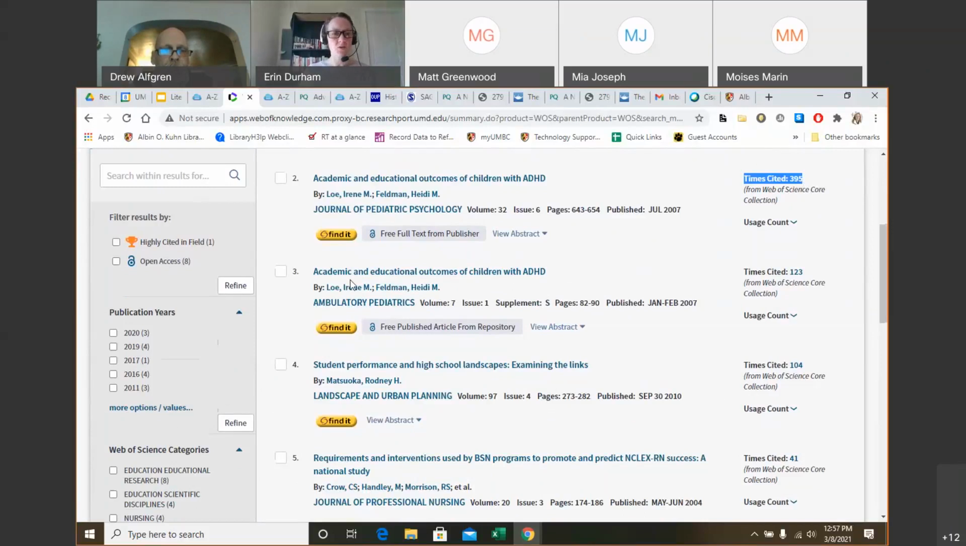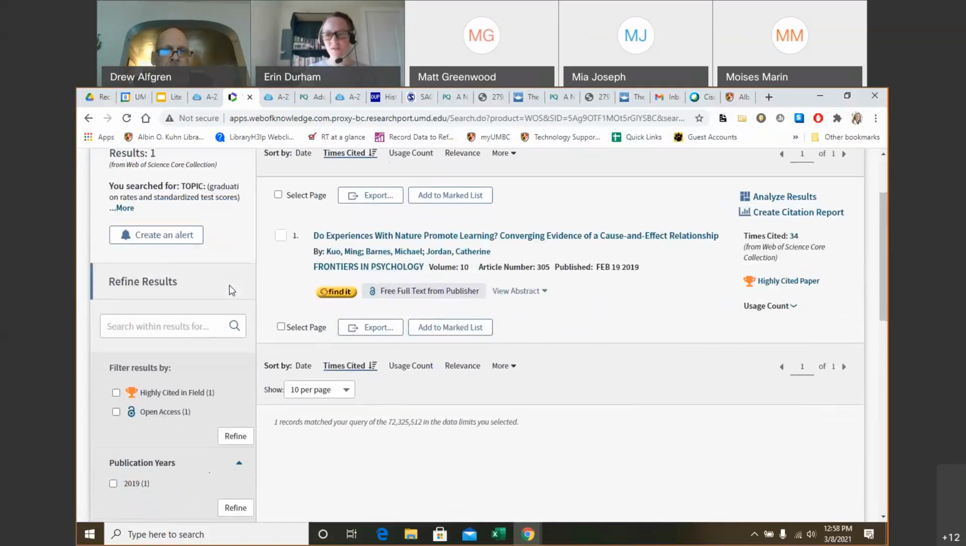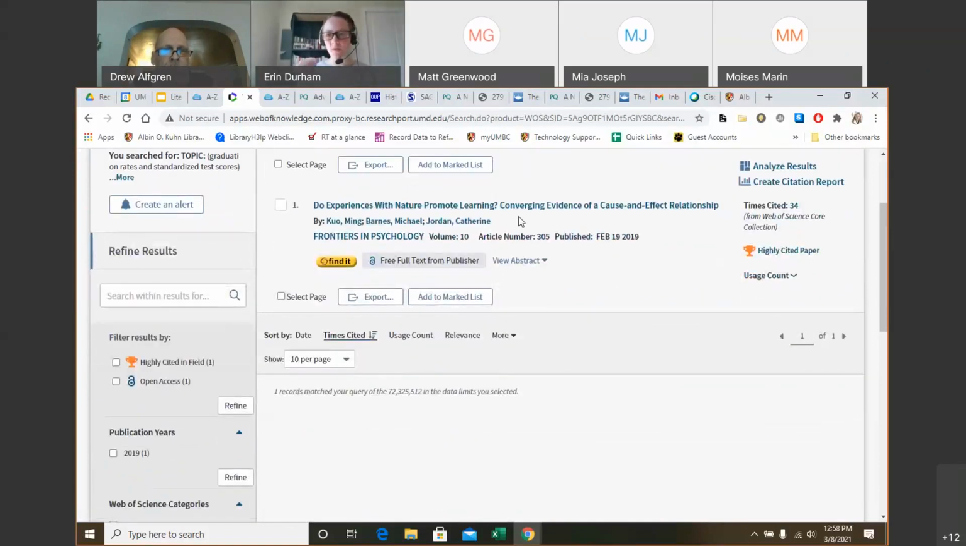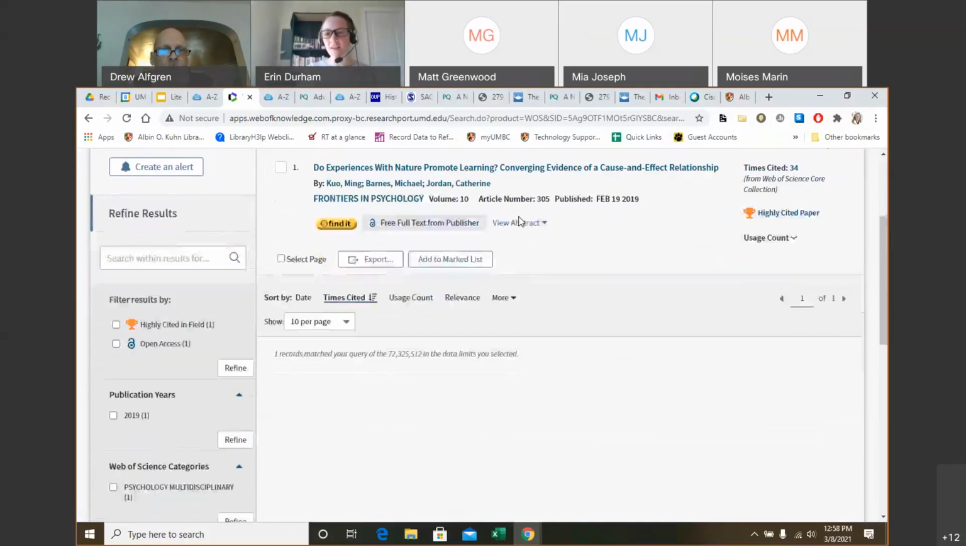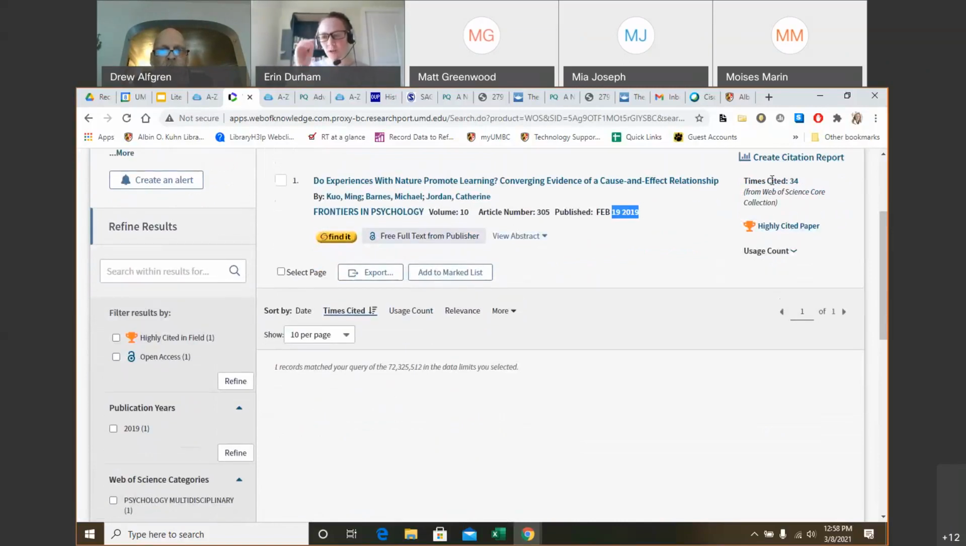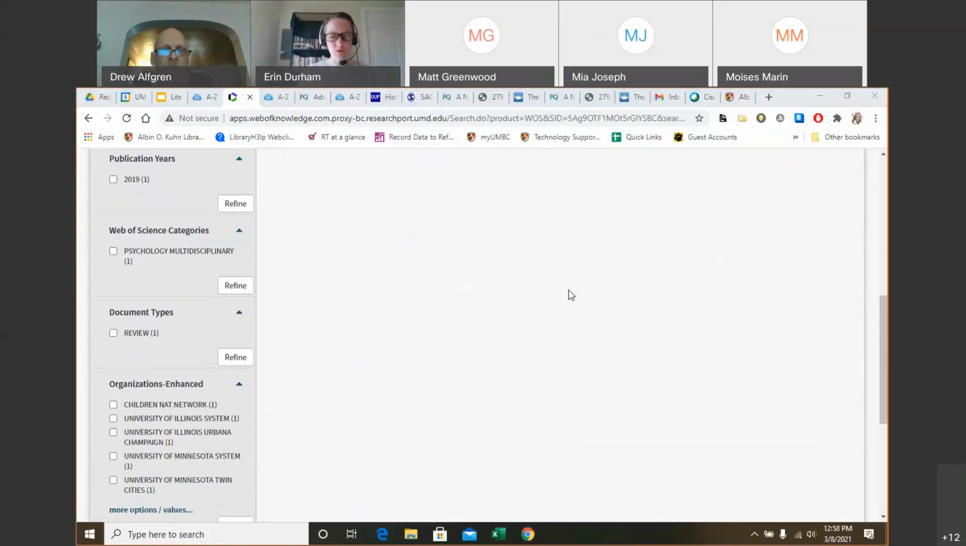Yeah. You can also look at the highly cited in the field and select that and refine your search that way. And of course, that's going to give you some of those that are considered a highly cited paper. This was only published in 2019, but it's already been cited 34 times. So that can be useful to note.